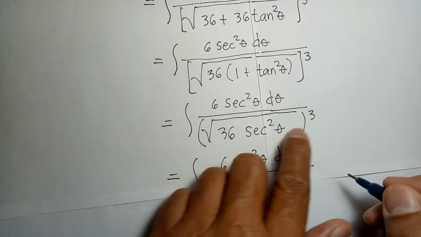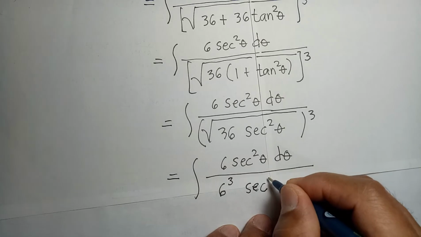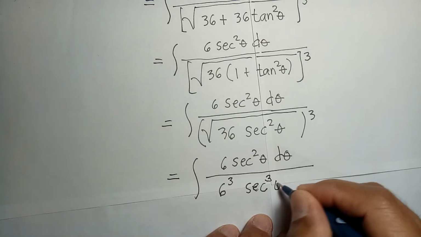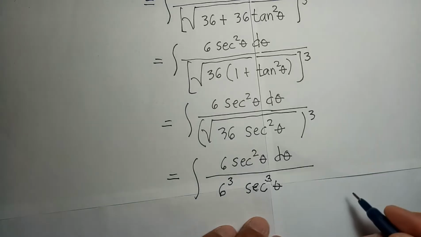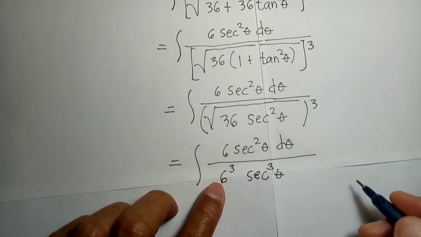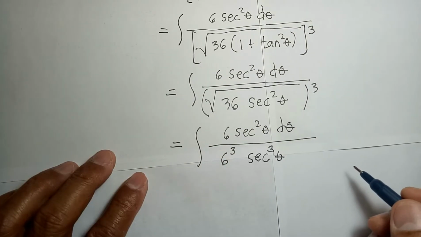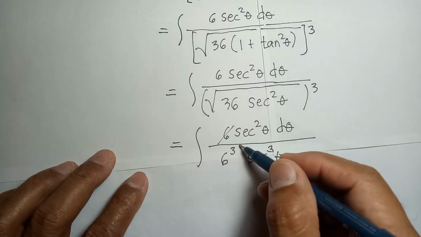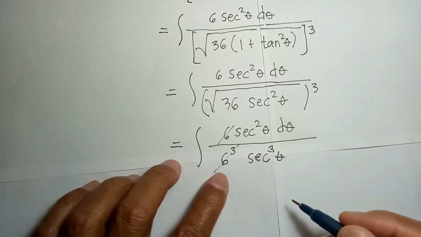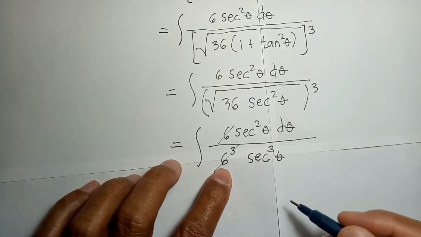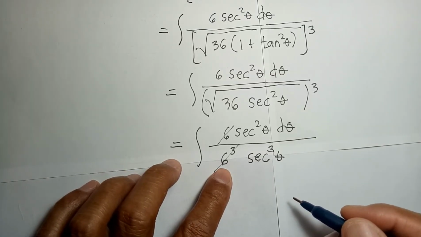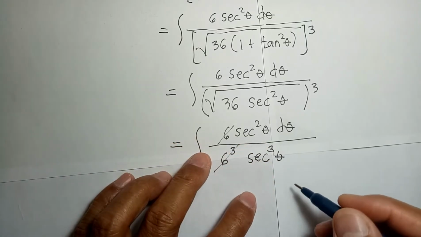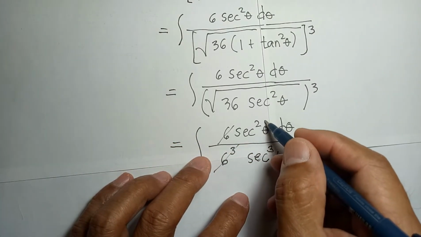Tapos, naka-raise siya sa 3. Kaya magkakaroon tayo ng secant cubed of theta. So, cancel ngayon yung isang 6. Cancelin natin. So, natira na lang dito ay dalawang 6. Cancel din ang secant squared. Cancelin natin ang secant squared.